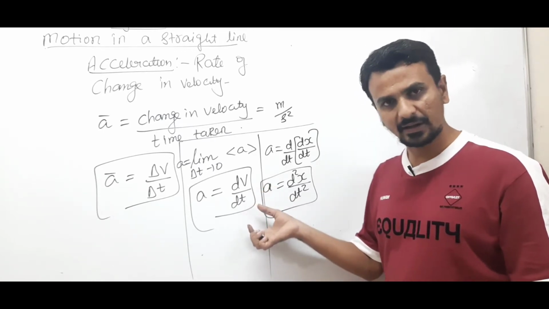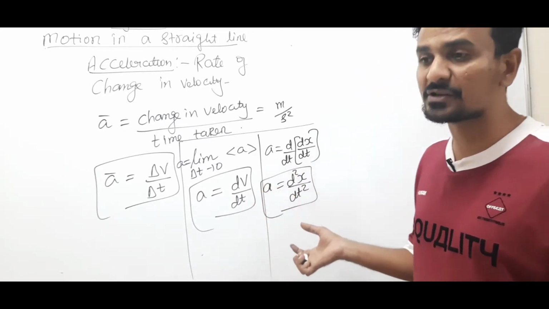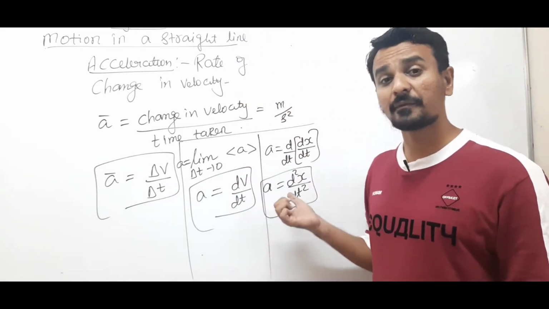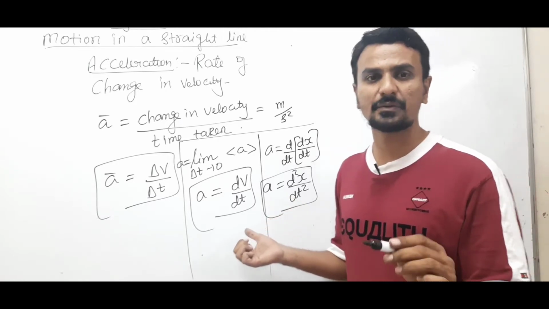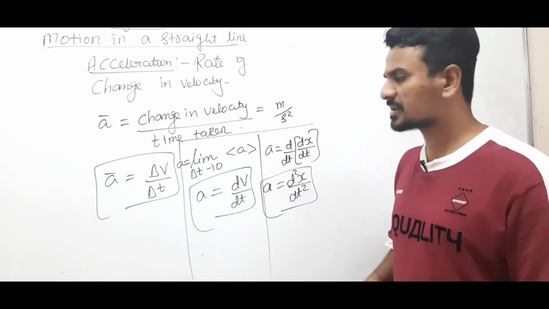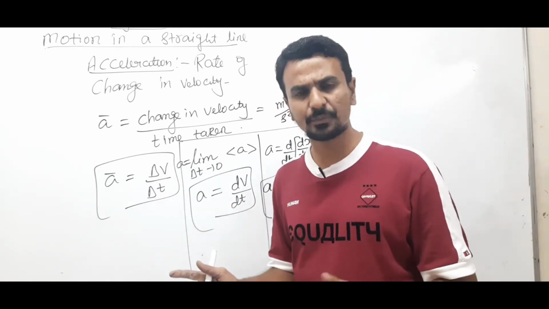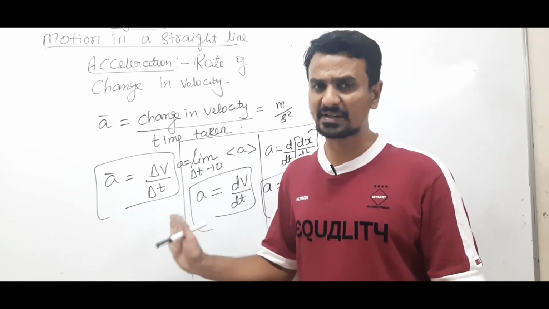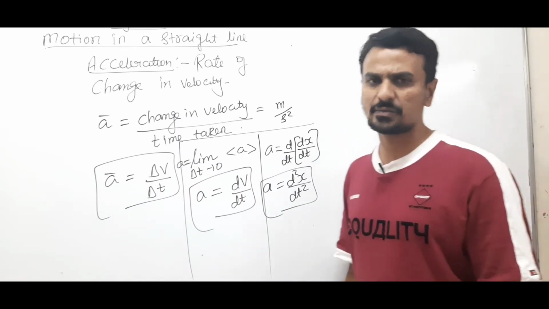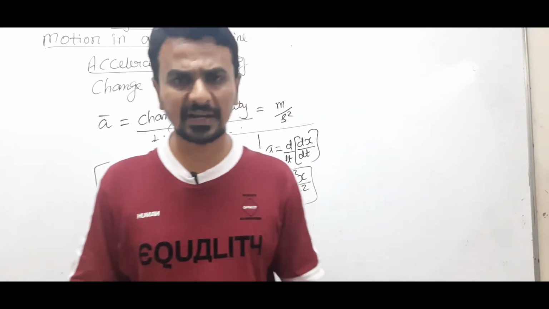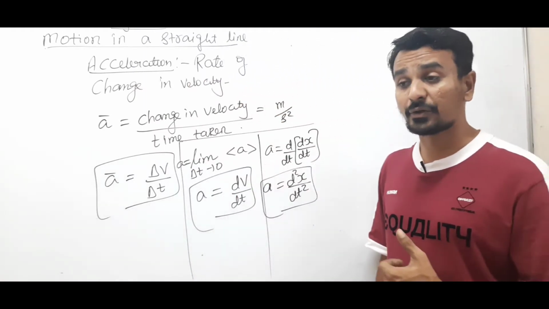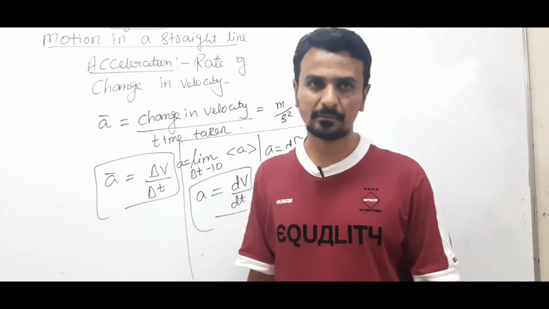Or dv by dt. If in the question velocity is given to you and you have been told to calculate acceleration, then you have to differentiate one time. But if x is given in the question, that is x equals to something, we'll solve the questions based on acceleration also, right? But there are two types of acceleration: average and instantaneous. Average acceleration is delta v by delta t, instantaneous is dv by dt or d square x by dt square, that is double differentiation of x with respect to time. That will also give you acceleration, and the unit of acceleration is meter per second square.